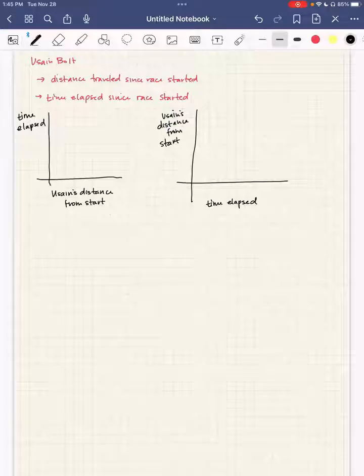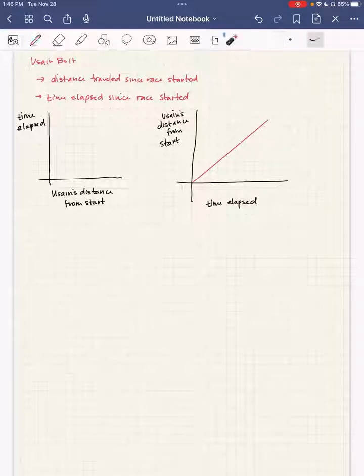But there are several ways we really could draw the graph. Maybe I'll start with the graph on the right. So maybe we could start by thinking about something like this. If we drew the graph this way, that is communicating something about how time elapsed and Usain's distance from the start changed together, right? So this would be saying something like, hey, as time elapsed is increasing, Usain's distance from the start is also increasing.